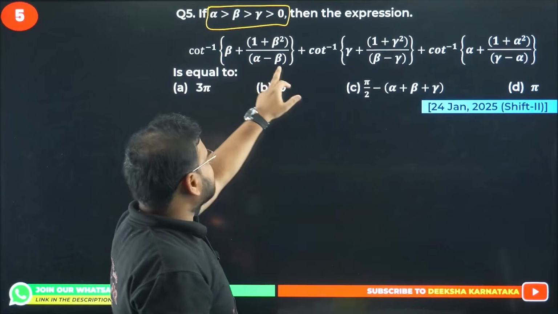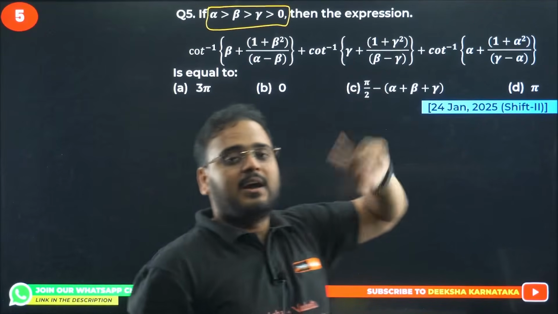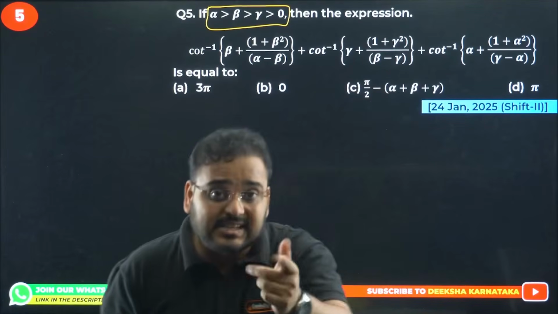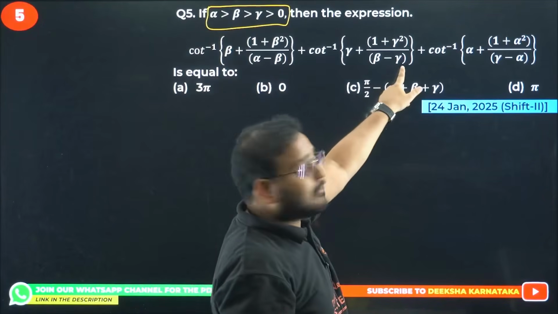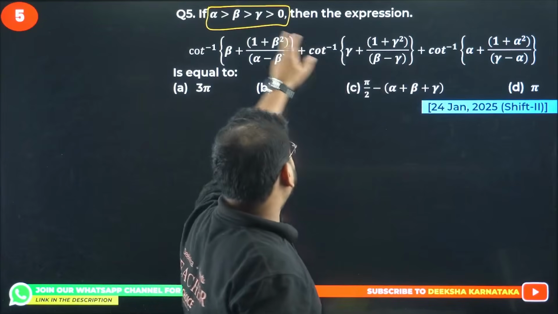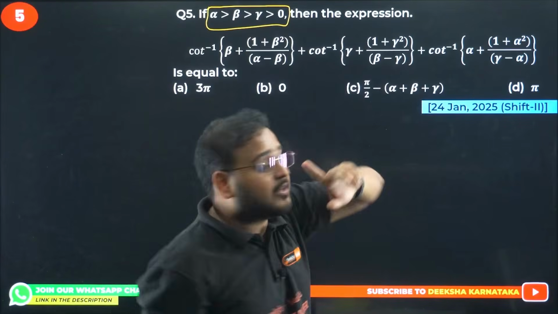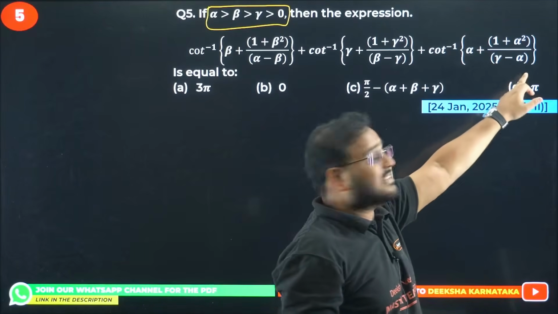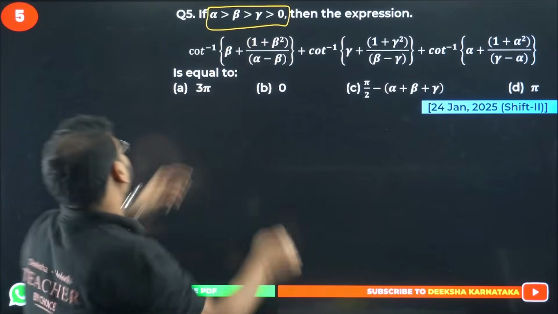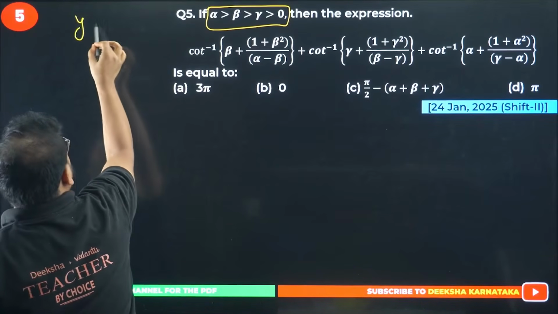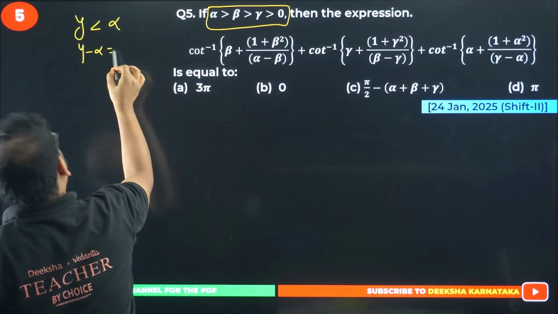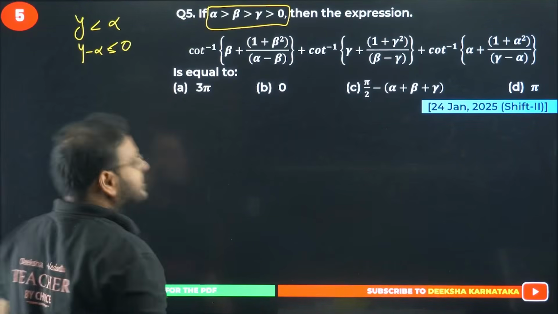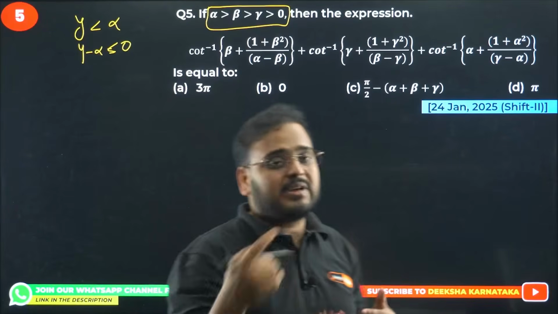First condition is alpha minus beta, plus or minus? It is plus because alpha is more than beta. No problem over here. Beta minus gamma, plus or minus? Again plus because beta is more than gamma. But the last one, check. Gamma minus alpha. Gamma is smaller than alpha. It means gamma minus alpha will be less than 0, negative. Then you have to make some changes.